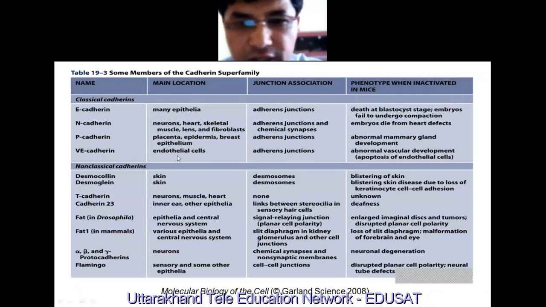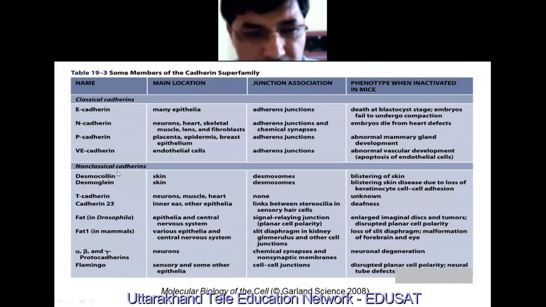V-cadherin, endothelial cells. Endothelial cells, these are the cells of blood. Adherent junction, abnormal vascular development. Apoptosis of endothelial cells. Blood vessels की apoptosis success. These are the examples of your classical cadherins. These are your examples of non-classical cadherin.